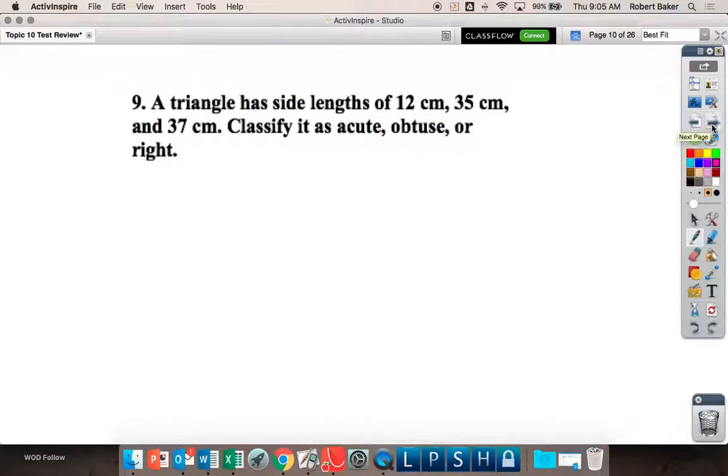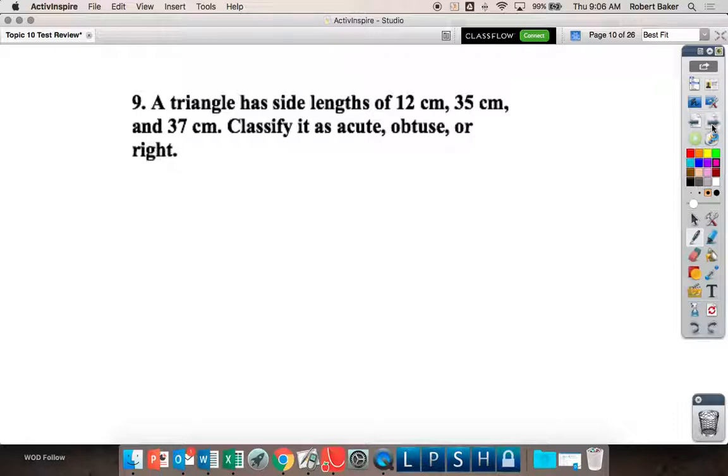A triangle has side lengths of 12, 35, and 37. Is that triangle acute, obtuse, or right? Those formulas are at the top of that blue sheet. It tells you what is acute, what is obtuse, and what is right. Right here, this blue one. All right, they're all right here on this paper.